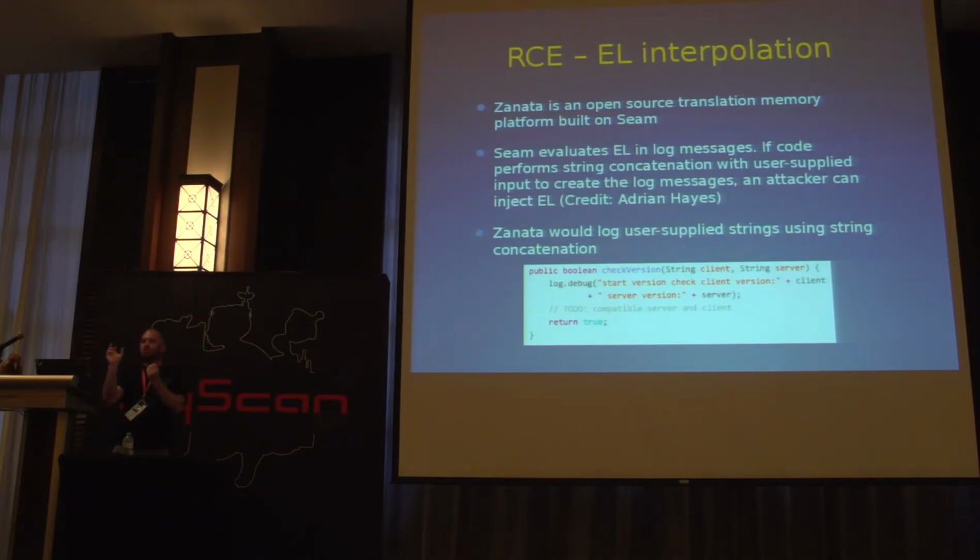So all you have to do is find an instance where the person is not calling the logging function properly, as in this example here. They're string concatenating in the client and server values, and these are client and server version values. The client value is specified as an HTTP parameter, so all you have to do is make a request to Zenata saying, I am using version string of EL, and that will get executed on the server side.